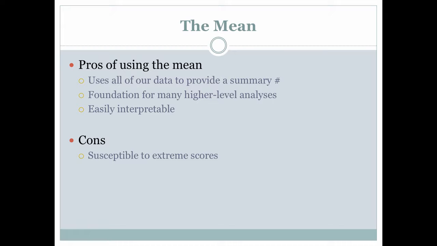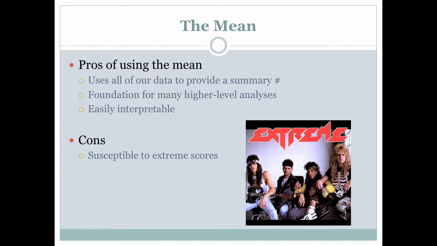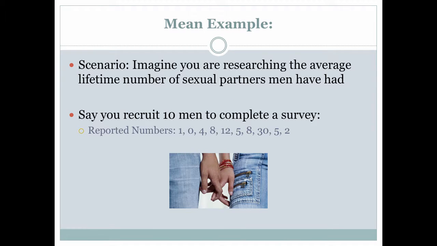Now, the major disadvantage is the very fact that makes it very useful, okay? It can be very susceptible to extreme scores, and since you're taking every single score into account, that can truly affect your outcome. So let's just take an example.